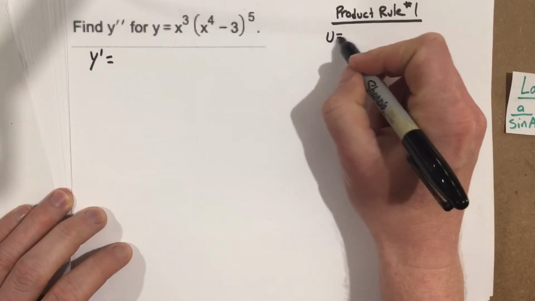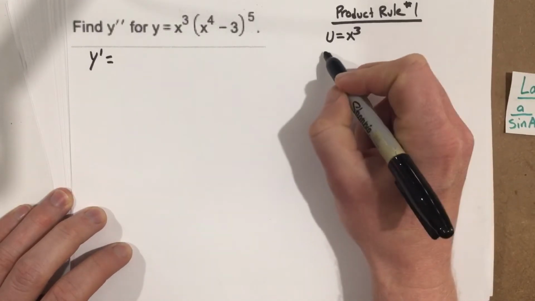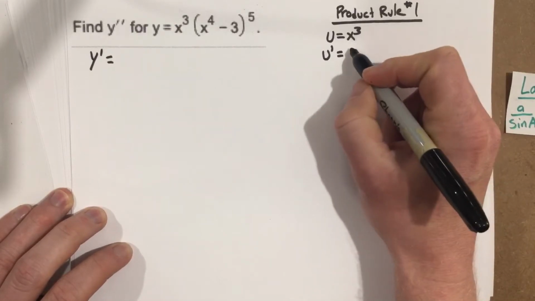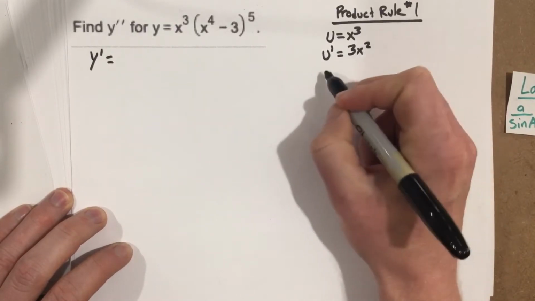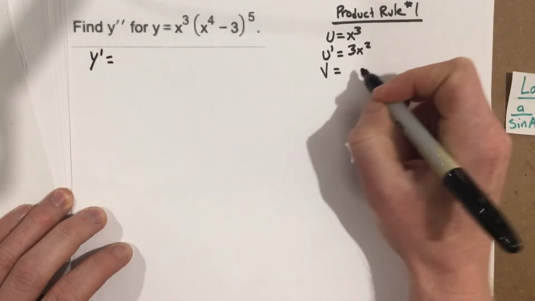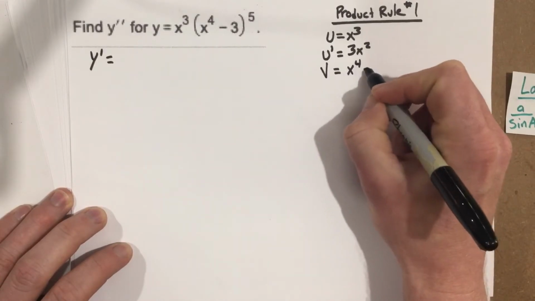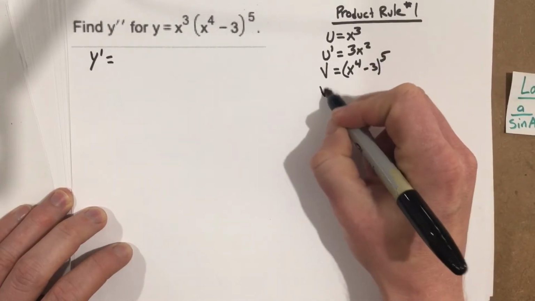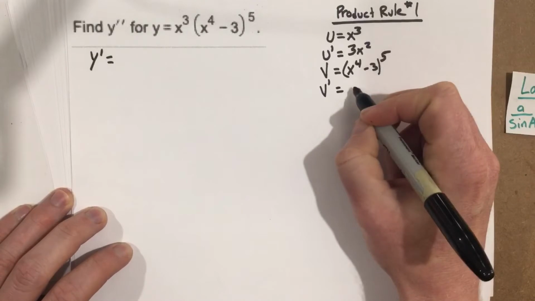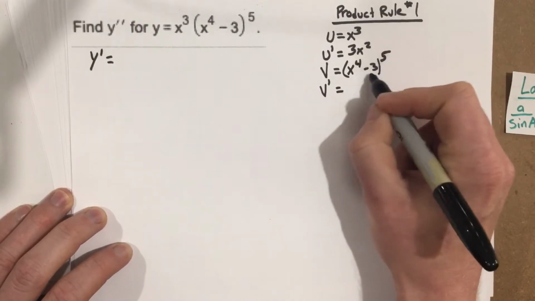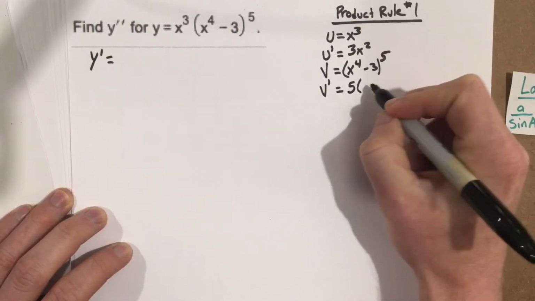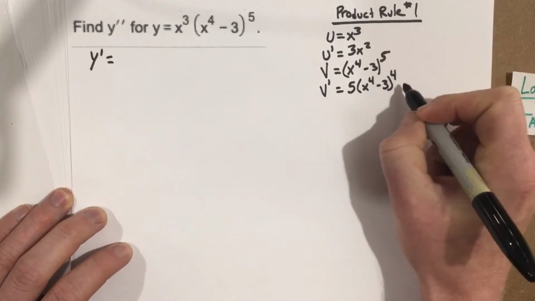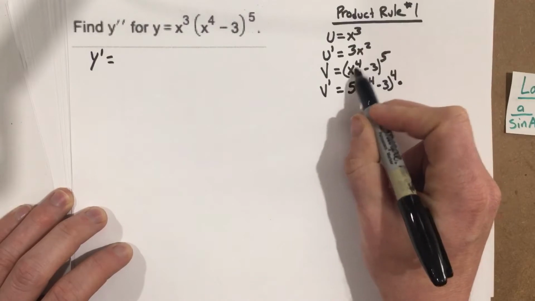This is u equals x cubed. U prime is, well, that's the derivative of u, so that's 3x squared. V is the function (x to the fourth minus 3) to the fifth power. And v prime is the derivative of this function, which is, we do the derivative of the outside first, so 5 times (x to the fourth minus 3) to the fourth power. And then we multiply by the derivative of the inside.